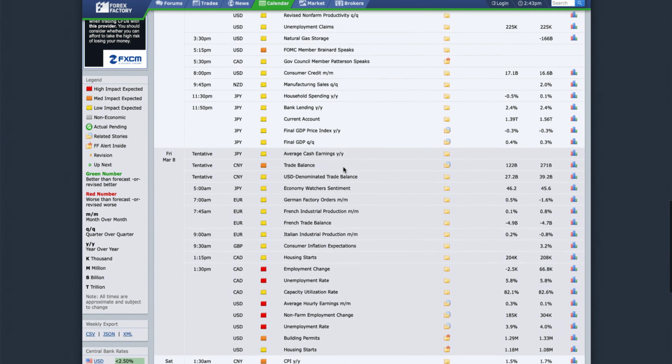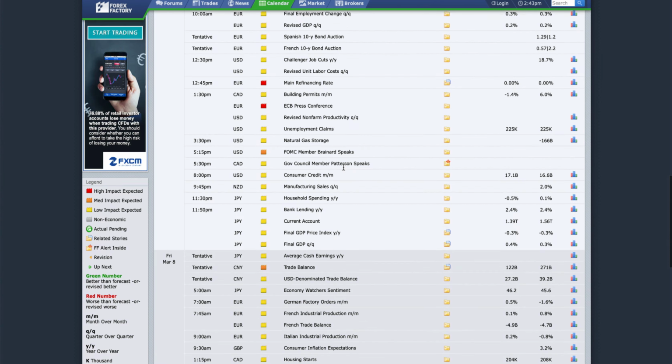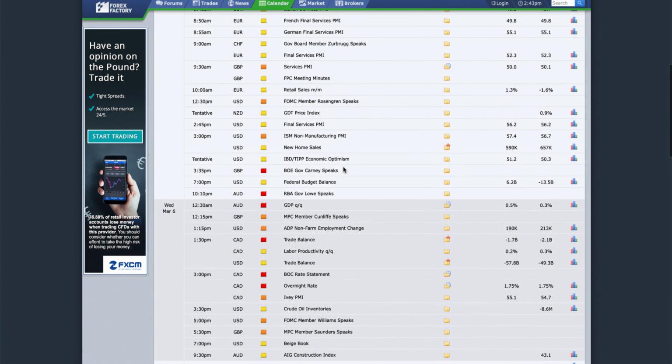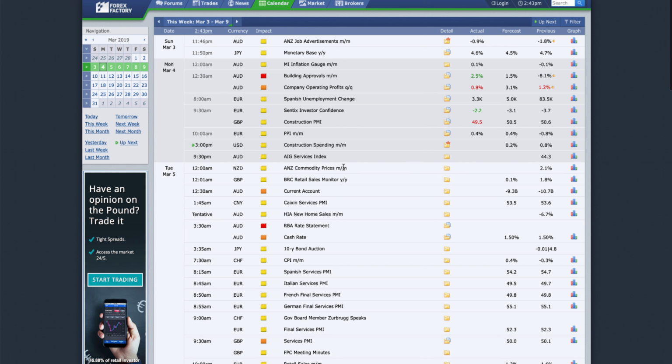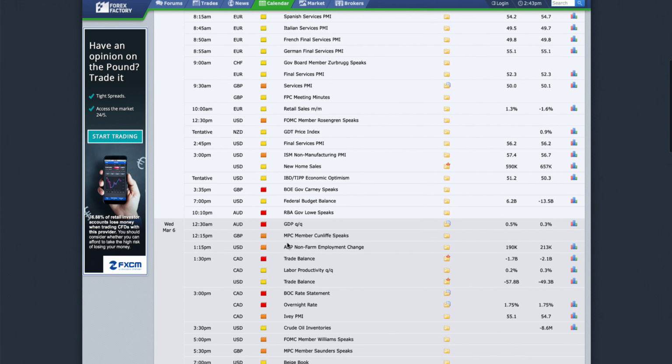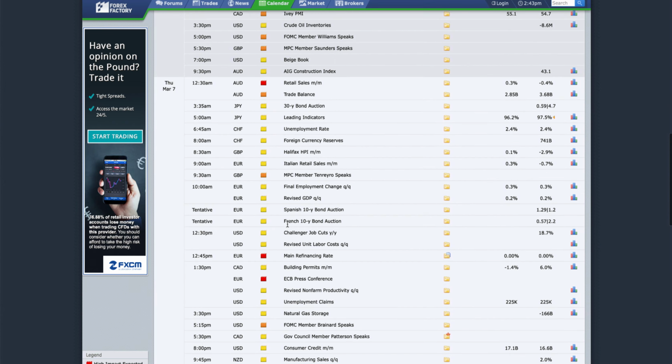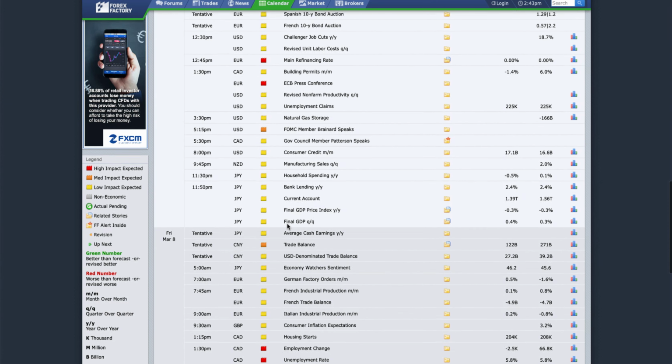When you go through the week, you can see that there's a lot of really important news coming out this week out of America, out of Australia, okay? Fundamental data is coming out every single week, but something like this, for example, the Reserve Bank of Australia rate statement coming out on Tuesday. Then we've got GDP quarter on quarter coming out of Australia, okay? Then we've got retail sales month on month coming out of Australia again on Thursday, okay?